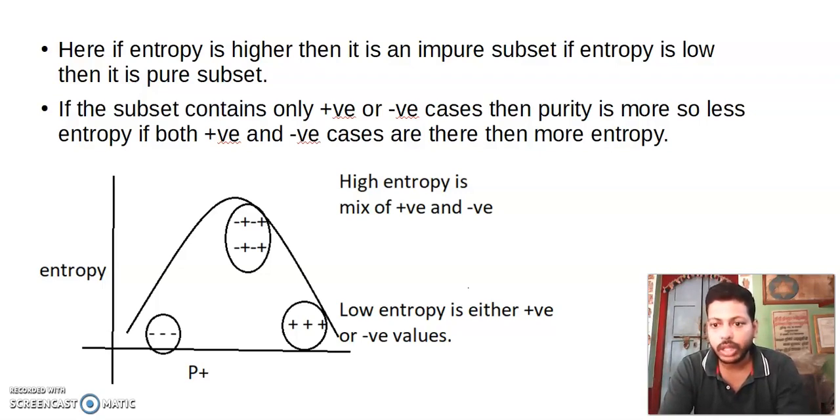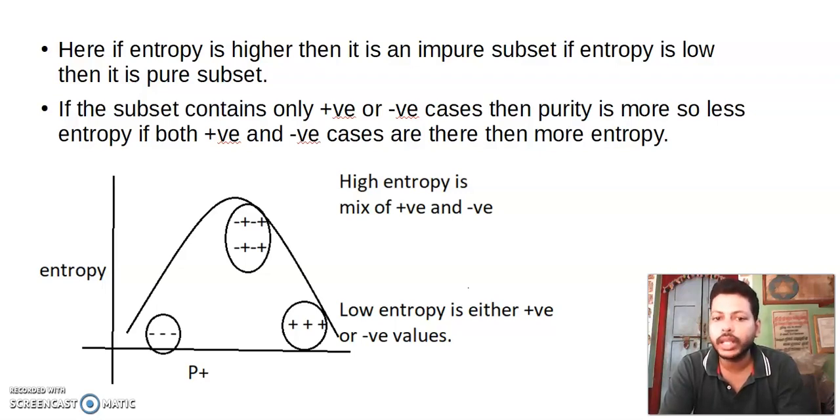If only positive cases are there, the entropy will be very low, or if only negative cases are there, the entropy will be very low. So here if entropy is higher, then it is an impure subset. It means both cases are there, positive and negative, and they are equally there, so the entropy is very high. If the subset contains only positive or negative cases, then purity is more, so less entropy.